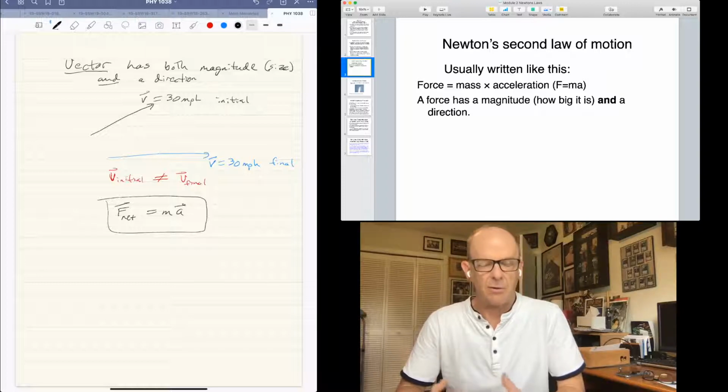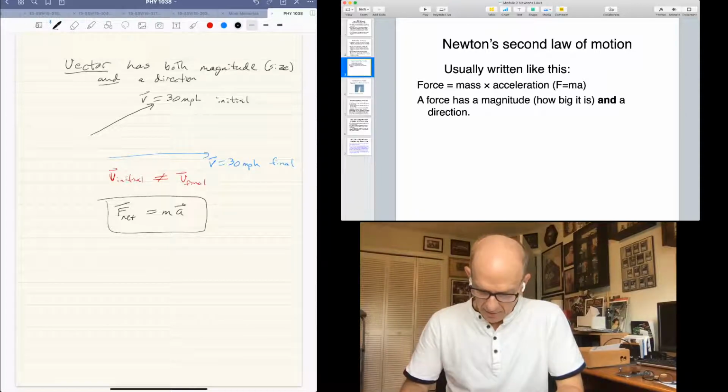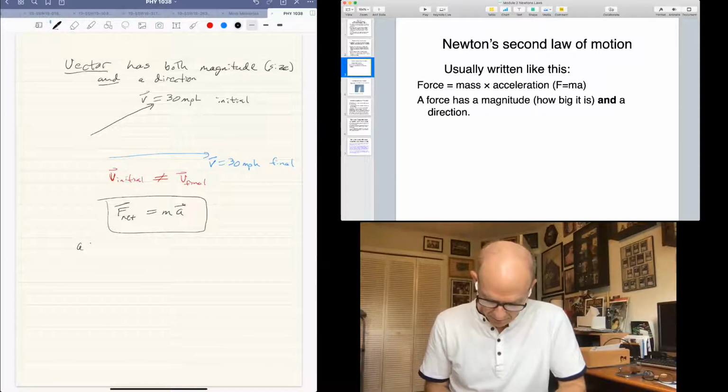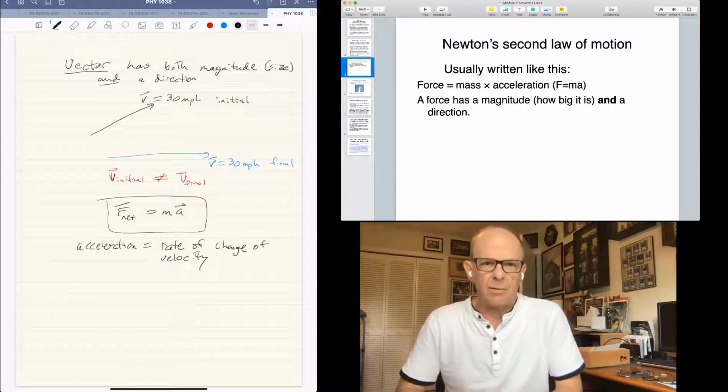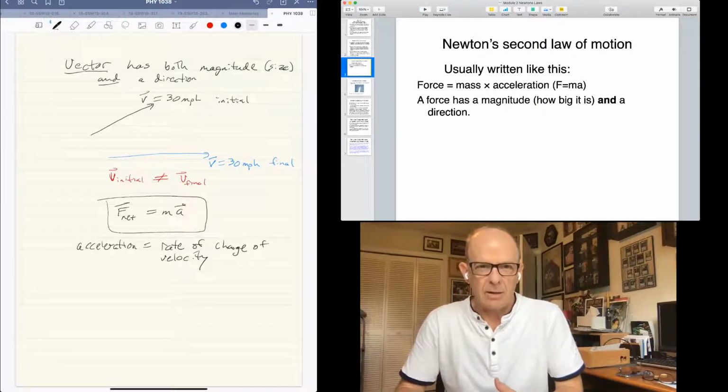So acceleration now is another term we're familiar with in our everyday life that is technically a vector. It has a magnitude and a direction. And the acceleration is the rate of change of velocity. So this, you can see, is saying the same thing that Newton's first law says, which is that a force is required to change the velocity, and Newton's second law says, well, the force is equal to the mass times the acceleration, and the acceleration is a measure of the change in the velocity.